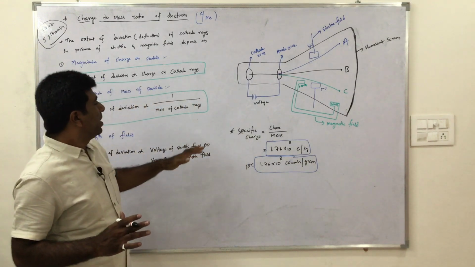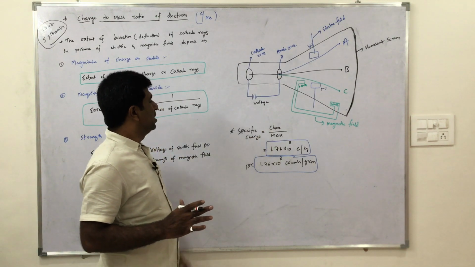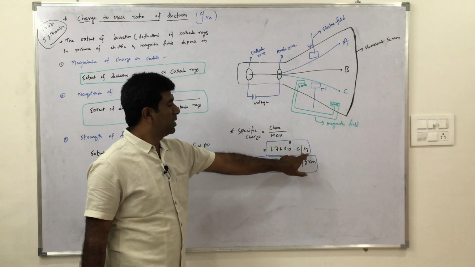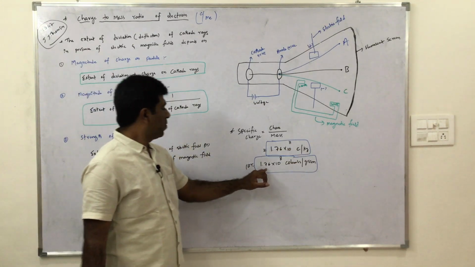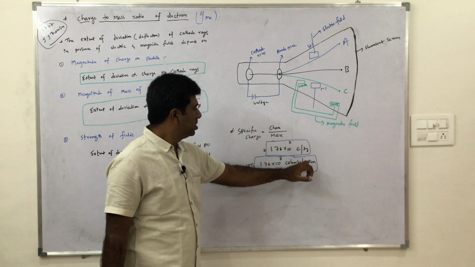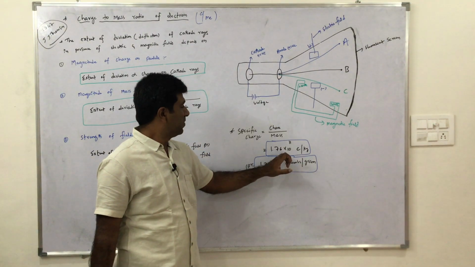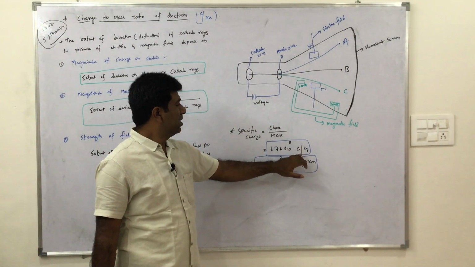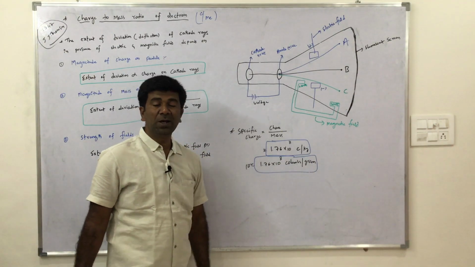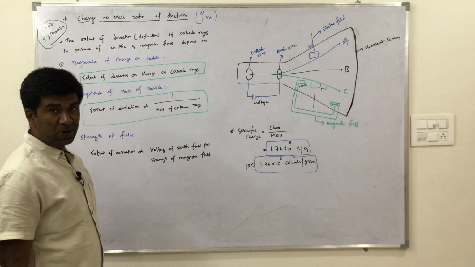The specific charge is equal to charge by mass, that is 1.76 × 10^11 coulombs per kg, or 1.76 × 10^8 coulombs per gram. This is kg, this is gram. Please observe clearly. 1.76 × 10^11 coulombs per kg. 1.76 × 10^8 coulombs per gram. This is the charge to mass ratio of the electron.